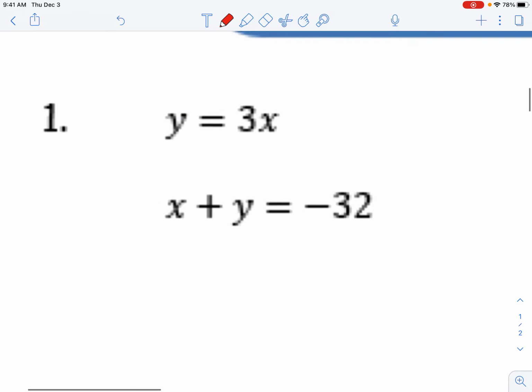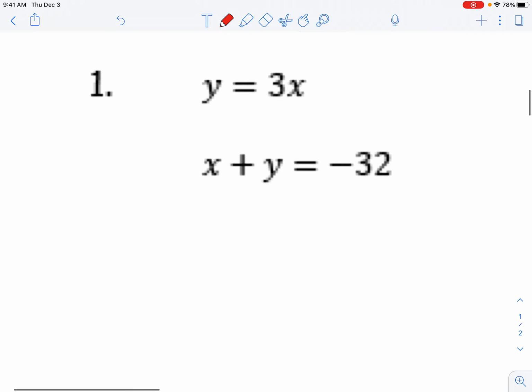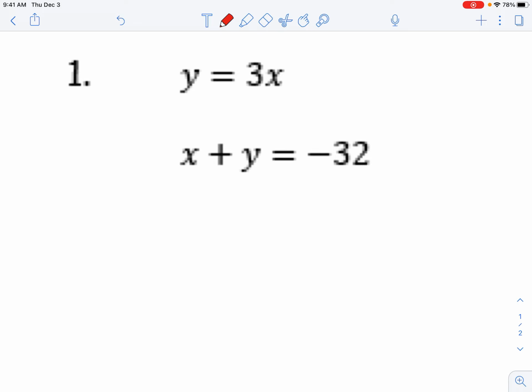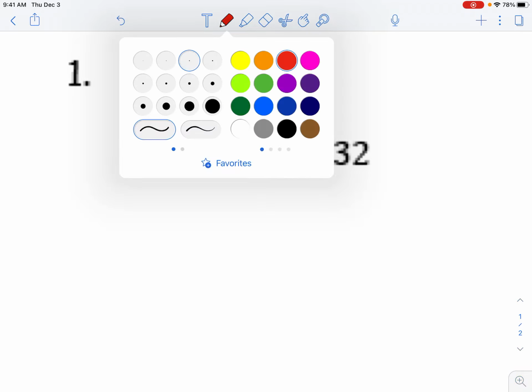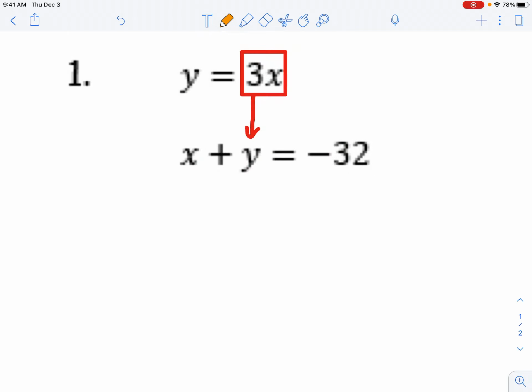So for the first one, this is how I like to describe this. I will put a box around what y is equal to. Okay, so y is equal to 3x. So I'm basically going to take that, since y is equal to that box, I can plug it in for y in the other equation. I mean, that's what y is equal to, so that should work. I'm going to change colors really quickly.